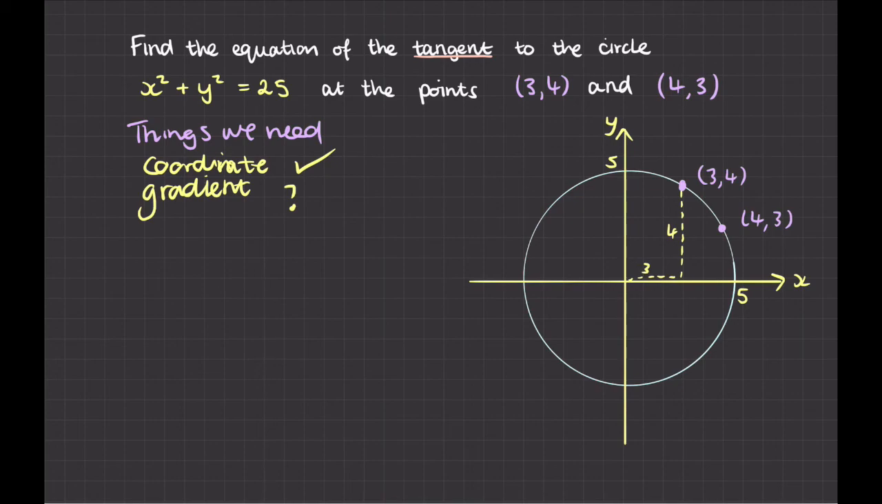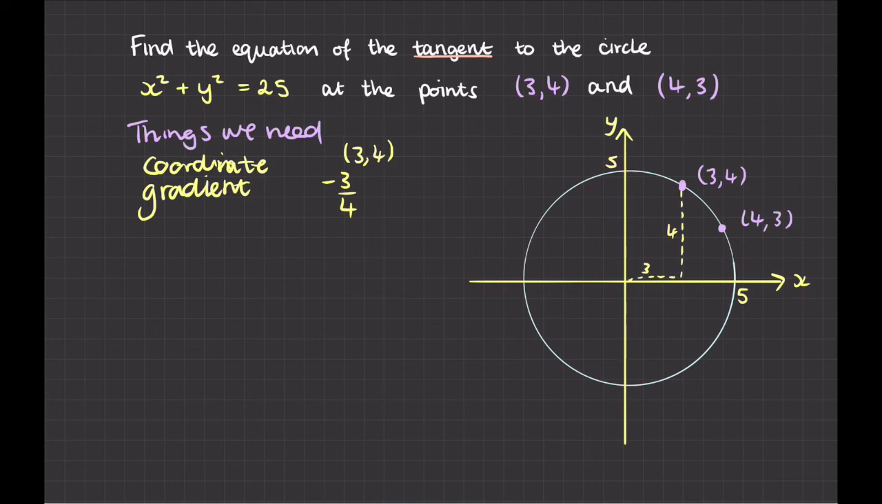So if the gradient of the radius is 4 over 3, then we need the negative reciprocal to work out the gradient of this tangent, don't we? Okay, so the negative reciprocal will be minus 3 over 4. So we do have the gradient now, and we've got the coordinate, so let's write those down. So we've got the gradient minus 3 over 4, and the coordinate is (3, 4).